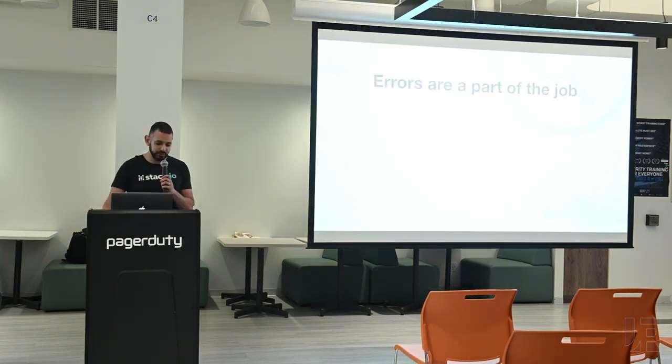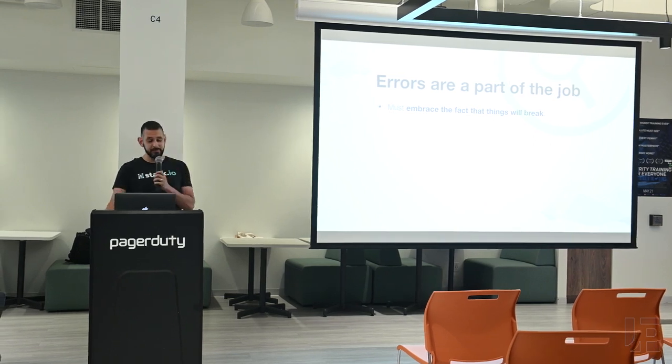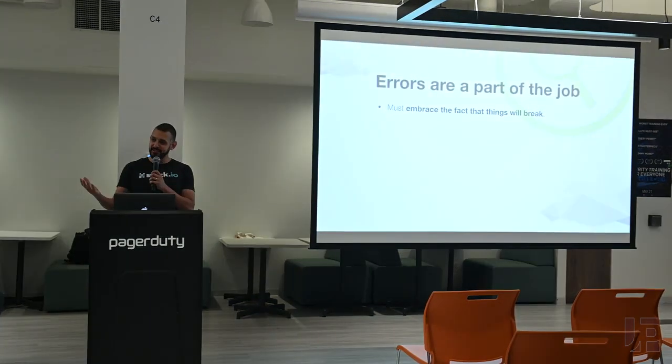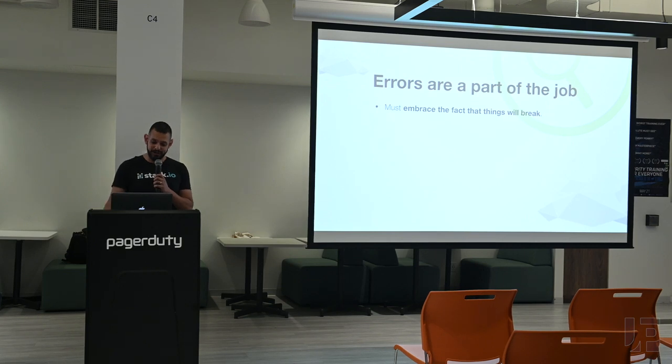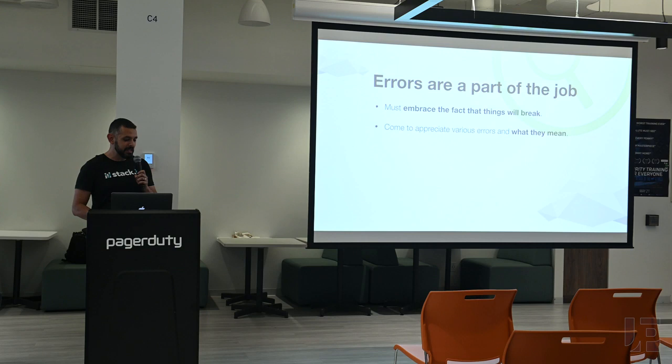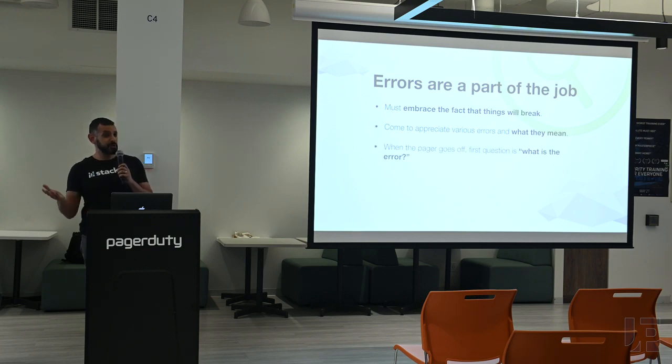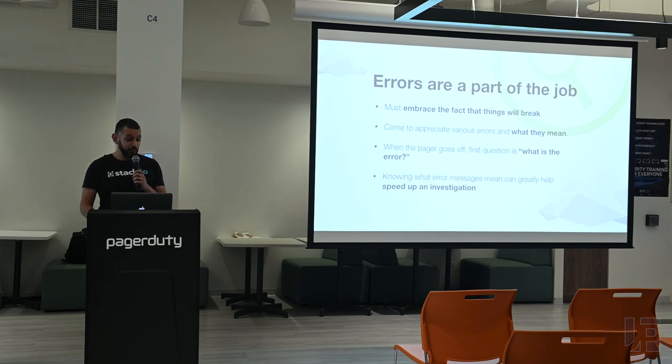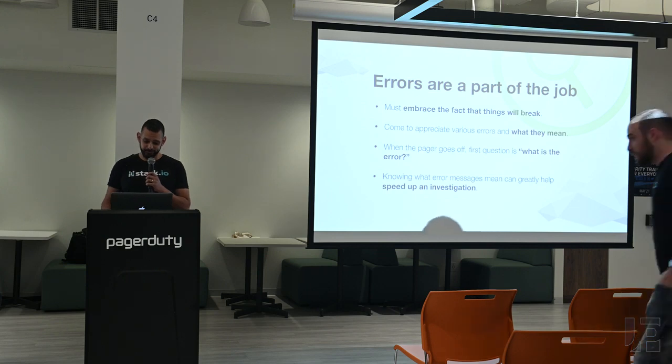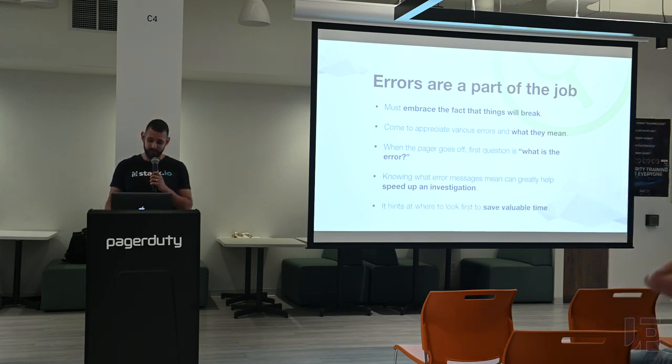Sounds absolutely ridiculous, but I've realized that in order to maintain my sanity, I must embrace the fact that things are going to break in our day-to-day lives. I've come to appreciate the various errors and what they actually mean, and usually when a pager goes off, my first question anyway is, what is the error? Knowing what error messages mean can greatly speed up an investigation, which saves a lot of valuable time. And it usually hints at where to look first.